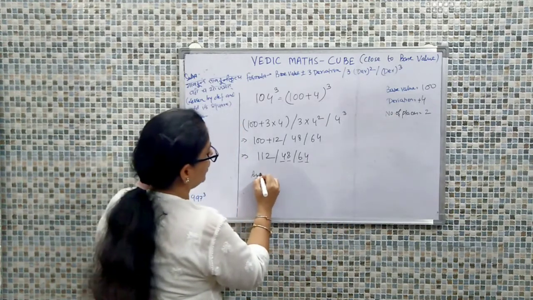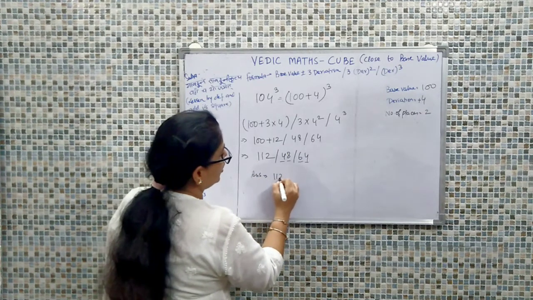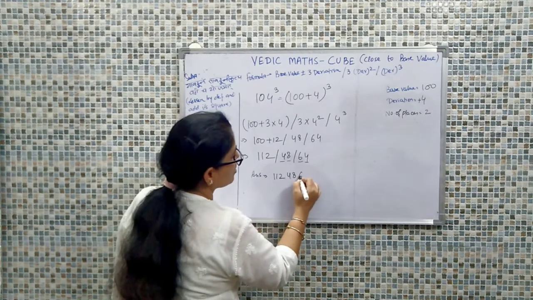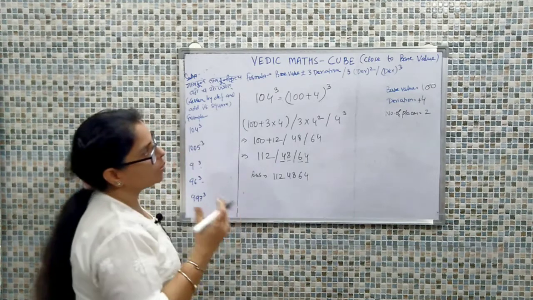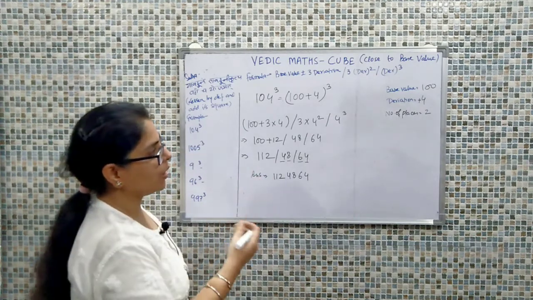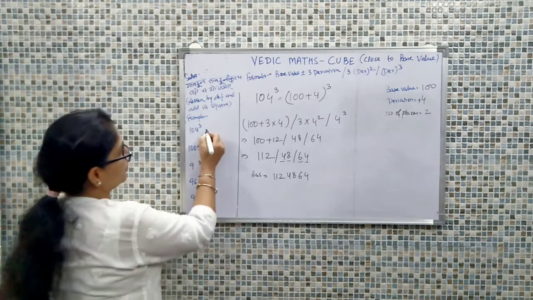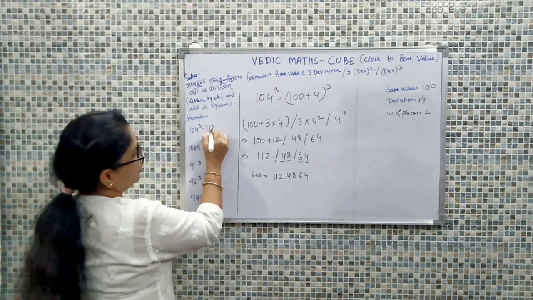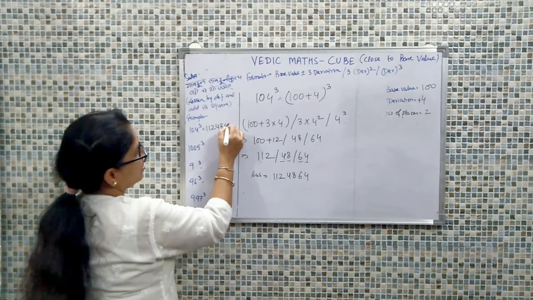So our final answer is 1124864. So this was actually a big value whose cube had to be calculated, and with the help of simple calculation we are able to make it out. So we have 1124864.